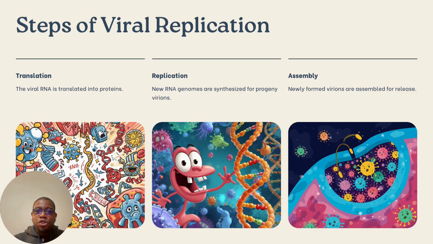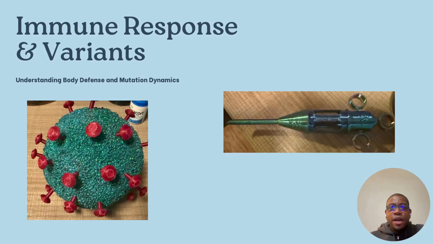Replication happens in a few key steps. First, attachment to the ACE2. Next, fusion and RNA release. Then we have translation of viral proteins. Next, RNA replication by viral polymerase. Then we have assembly in the endoplasmic reticulum and the Golgi apparatus. And last, we have exocytosis, where new viruses get shipped out into the body like millions of tiny little Amazon packages. Now let's talk about what happens when the virus enters the human body and how our immune system responds.